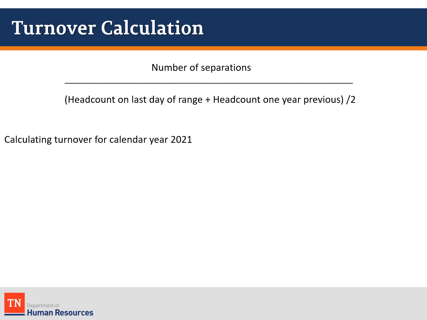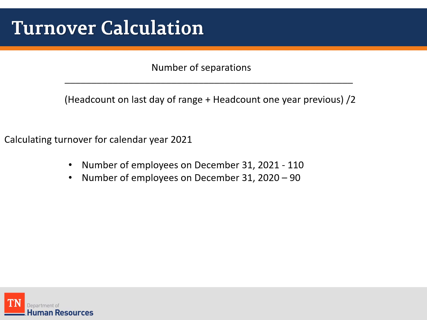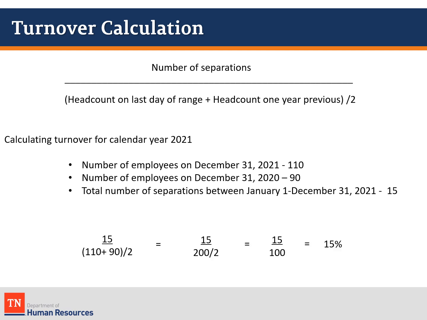Here's an example using numbers to help explain the calculation for calendar year 2021. The number of employees on December 31st, 2021 was 110. The number of employees on December 31st, 2020 was 90. The total number of separations in calendar year 2021 was 15. First, add 110 and 90, and divide that result, which is 200, by 2. Then, divide the number of separations 15 by the average headcount of 100. The result is 15%. The calculation is done automatically in BI on filter choices.